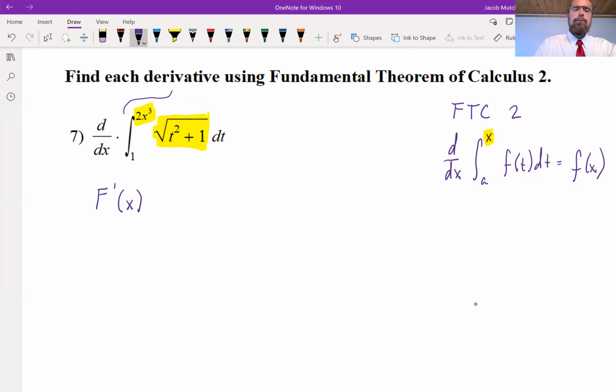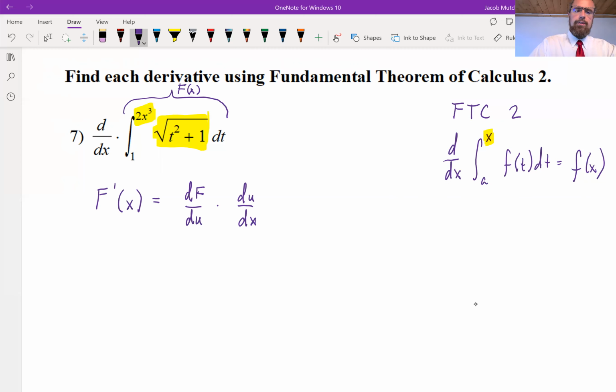Again, we're just considering that this, without that dx, is going to be my capital F of x. In a way, it's the antiderivative. So I'm going to set this up using the idea of chain rule. So this is going to be equivalent to dF/du times du/dx.